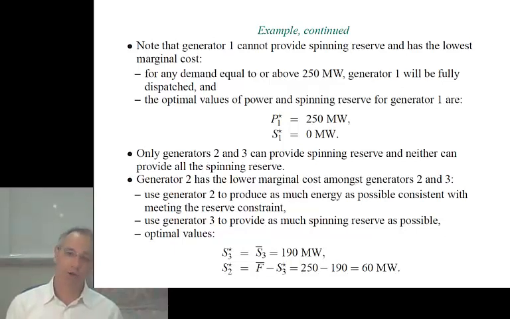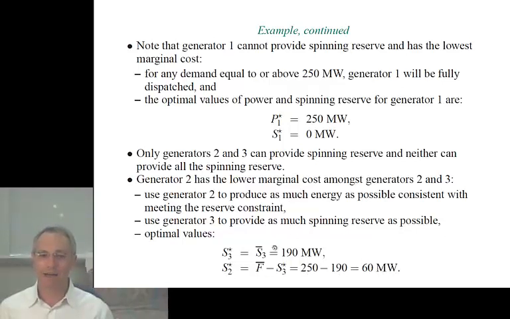Generator 2 has the lower marginal cost amongst generators 2 and 3. So what we're going to want to do is use generator 2 to produce as much energy as possible, consistent with meeting the reserve constraint. And we're going to use generator 3 to provide as much spinning reserve as possible. So that means that the optimal value of spinning reserve from generator 3 is going to be as much as possible. S3 overline is 190 megawatts. The optimal spinning reserve from generator 2 is going to be whatever we need to make up the rest of the spinning reserve. That will be F overline minus S3 star, 250 minus 190, or 60 megawatts.